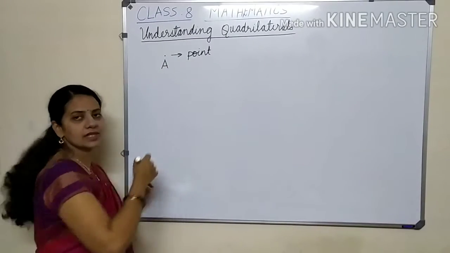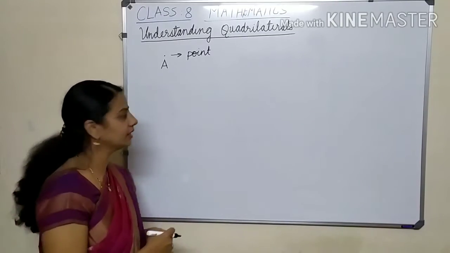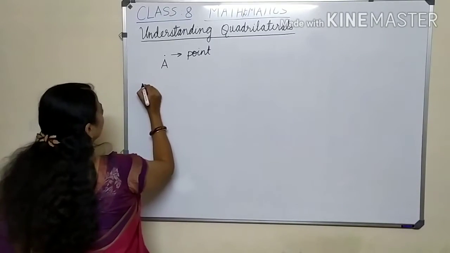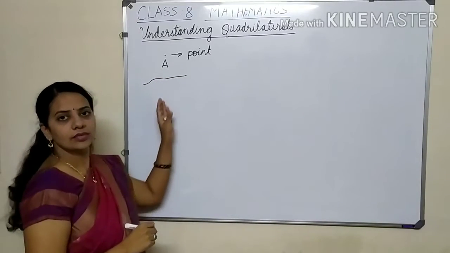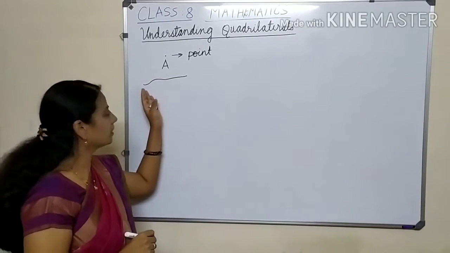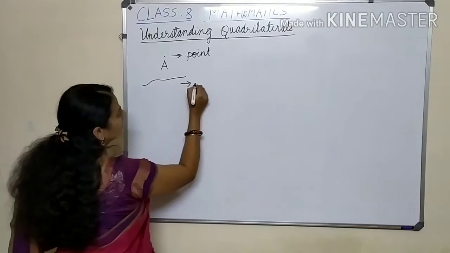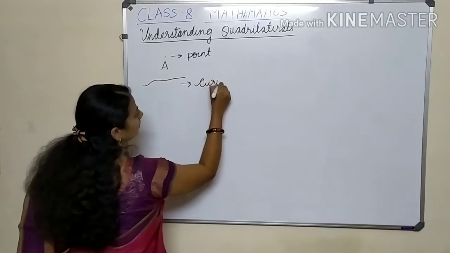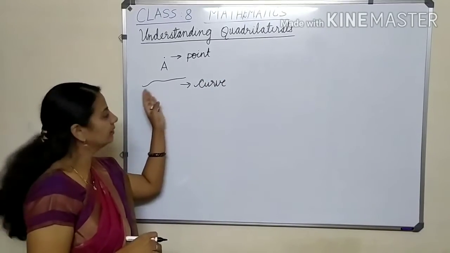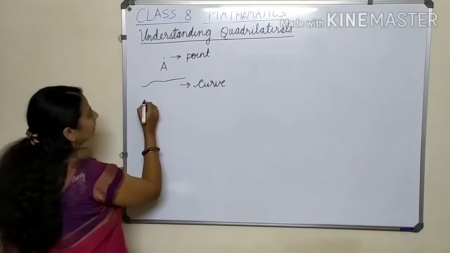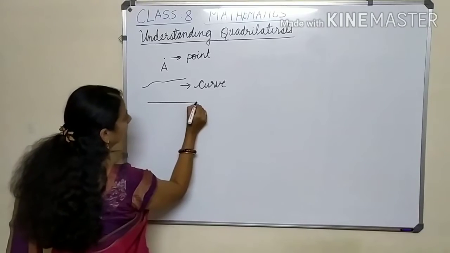Now when we place n number of points next to each other, it becomes a curve, right? So when I, without lifting my hand, start drawing the points, one next to the other, this becomes a curve. A curve can be any shape, right? It can move in any direction. So under this comes your line.